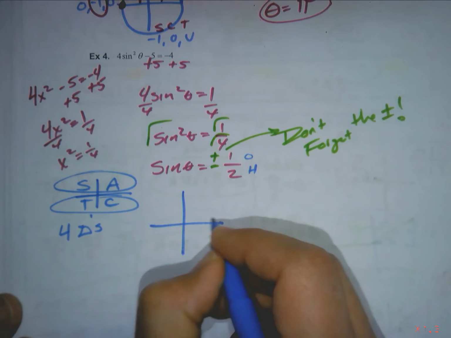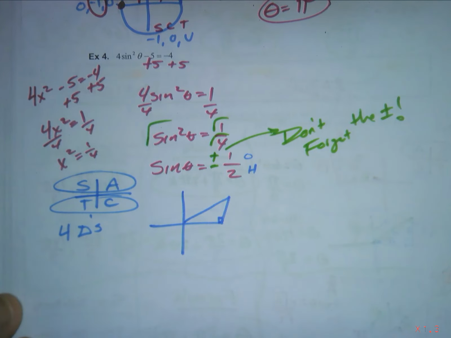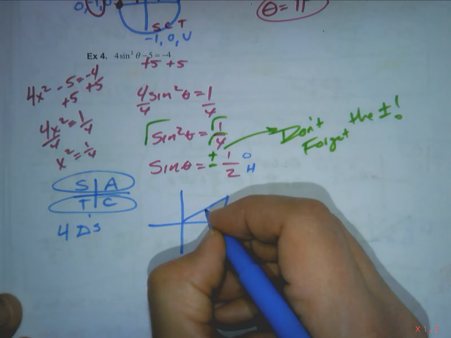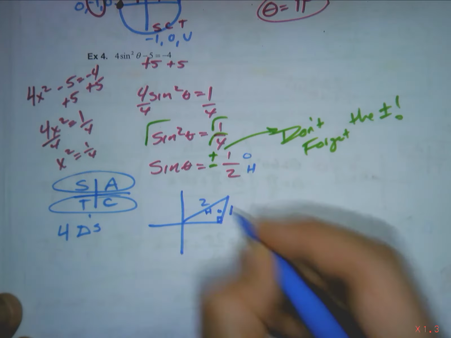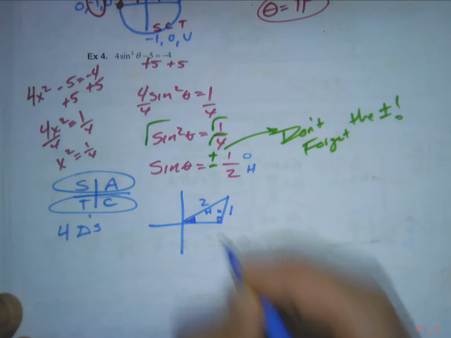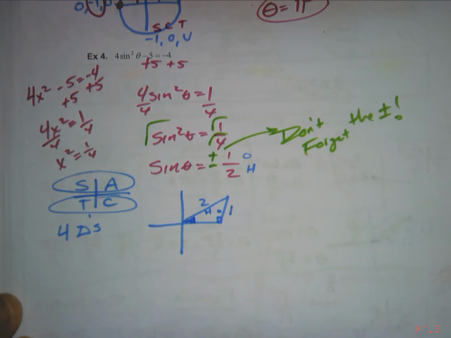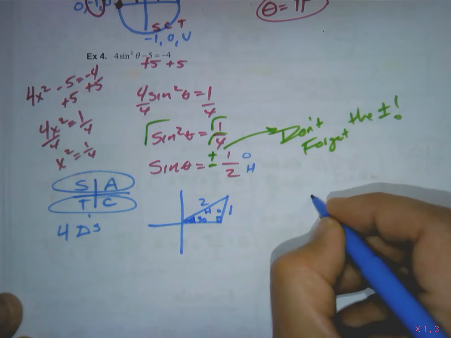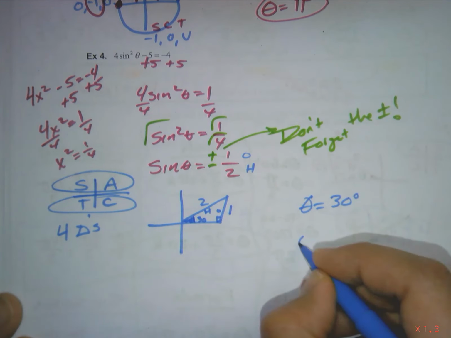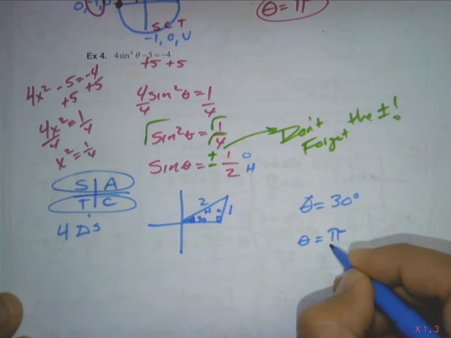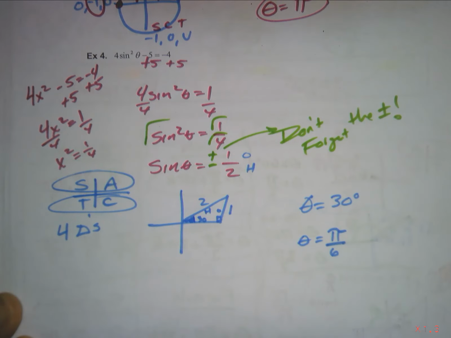So first one I'll do in blue. I got opposite and hypotenuse. Remember, opposite is always going to be the up and down one. That's 1, that's 2. What's this reference angle? 30 degrees. So I got theta is across from 1. That's 30 degrees, which is pi over 6. Let's do the next one.